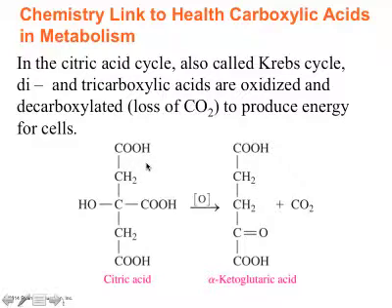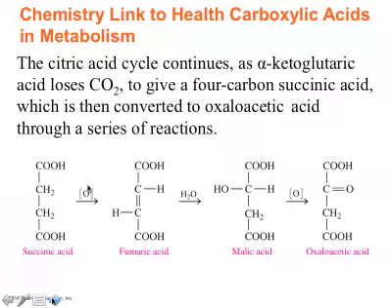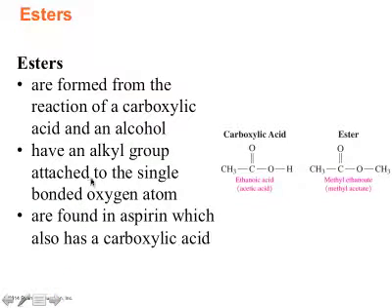In the citric acid cycle, also called the Krebs cycle, you take di- and tricarboxylic acids, which produces energy for cells. So carboxylic acid is very important. Here are some other products of the Krebs cycle or the citric acid cycle. All right, that's enough on carboxylic acids for now.